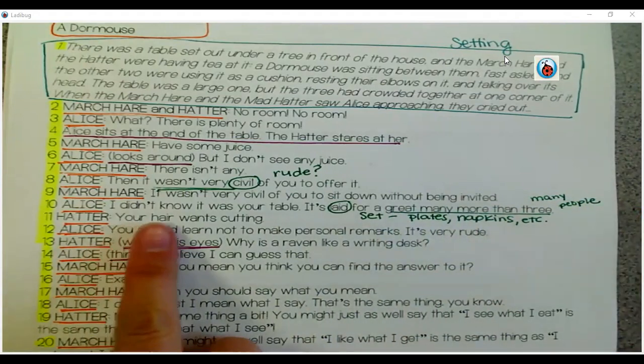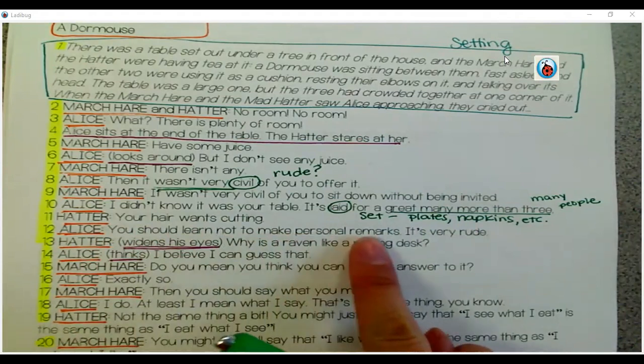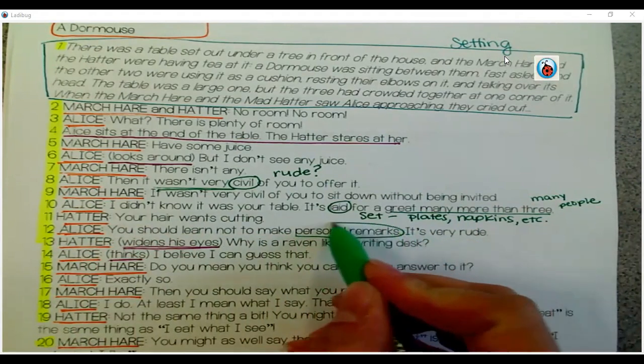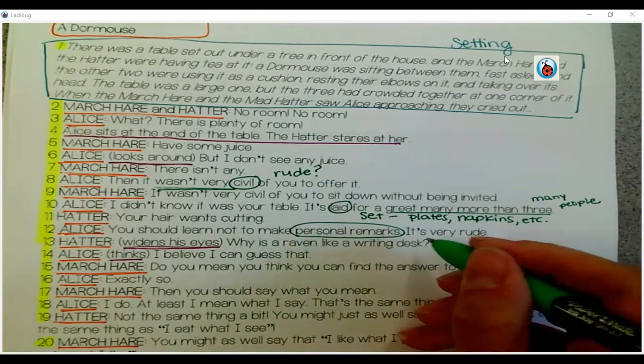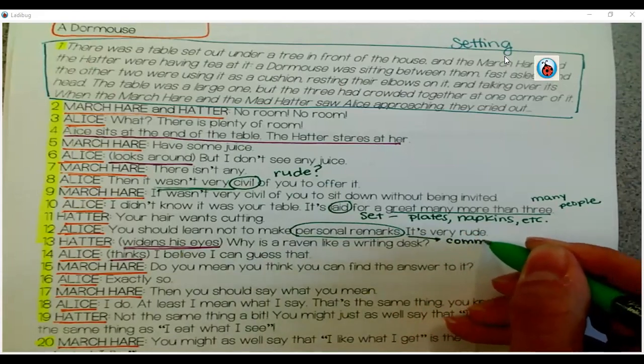Hatter, your hair wants cutting. Alice, you should learn not to make personal remarks. It's very rude. So personal remarks, I know personal means about someone and remarks means comments. So those would be comments about someone.